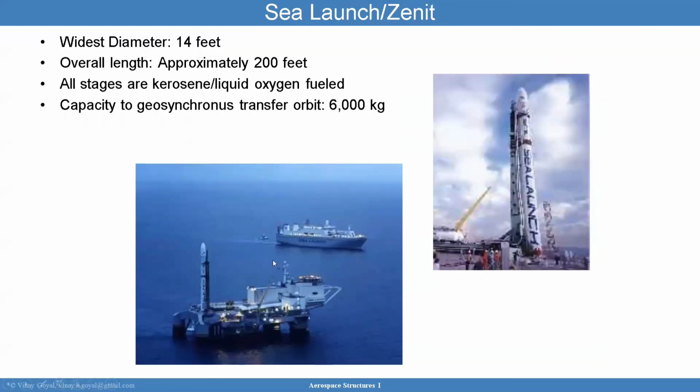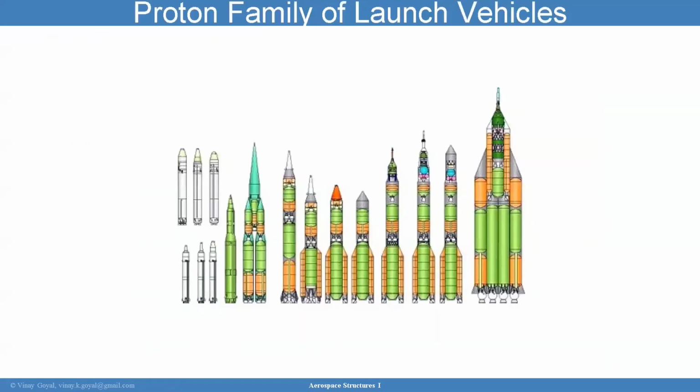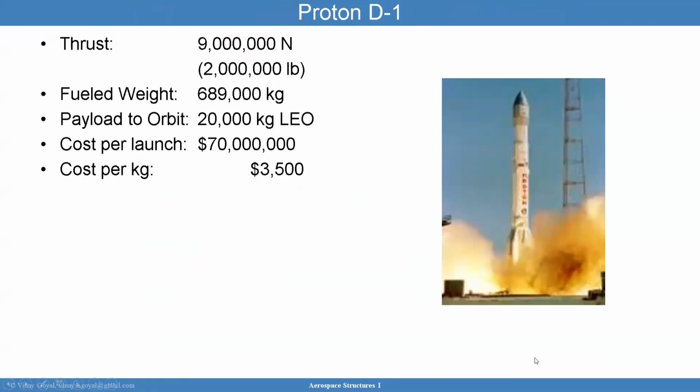Here's a sea launch. This one is launched from the sea. This is called the sea launch Zenit rocket. It's approximately 200 feet high, and it can basically deploy a spacecraft of 6,000 kilograms to the geosynchronous transfer orbit. I apologize. The Proton family of launch vehicles is shown here, and the Proton vehicle is a Russian vehicle. It's about $70 million, and again, a thrust to fuel weight not very far from the 10-to-1 ratio.